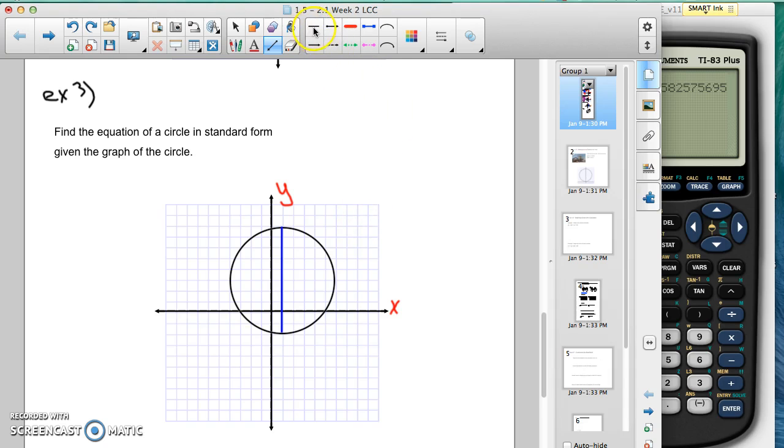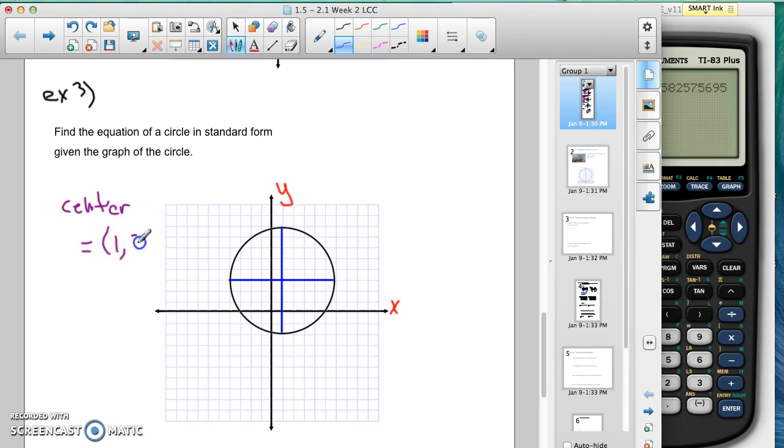We could also take another one going from the far left point on the circle to the far right point on the circle, and that would be a diameter. Where they intersect would be the center of the circle, and we could just count that and write that down. So we'd have the center of the circle. In this case, the center is 1, 3. So the center is equal to 1, 3.